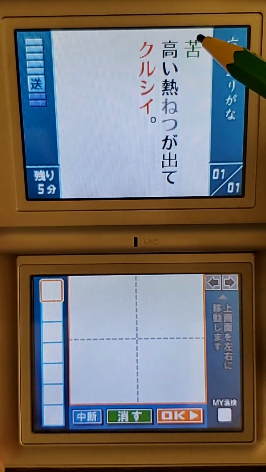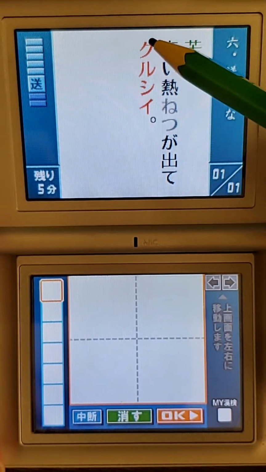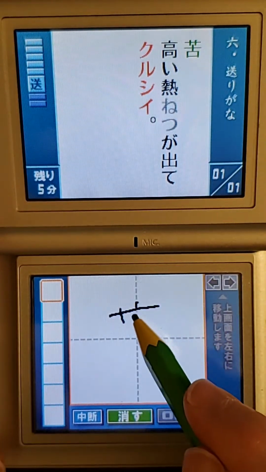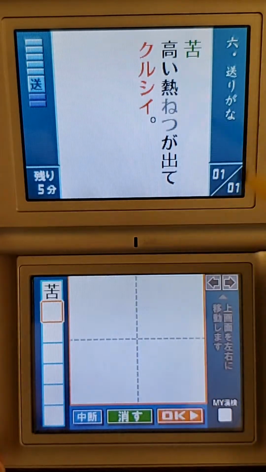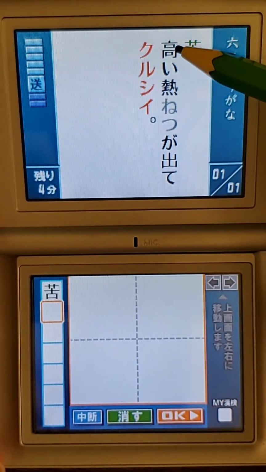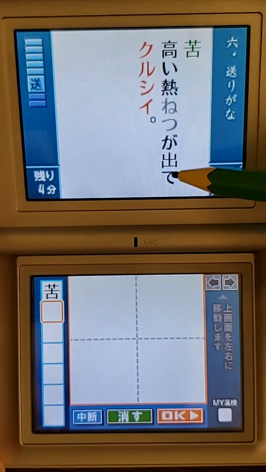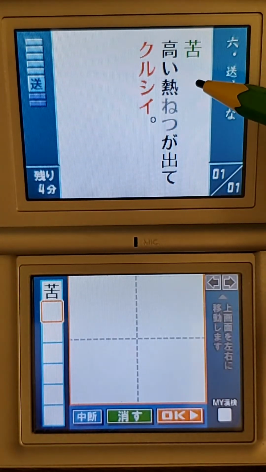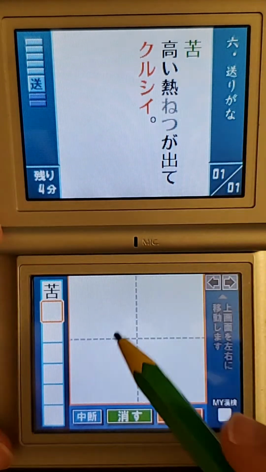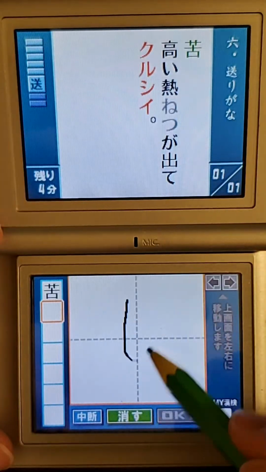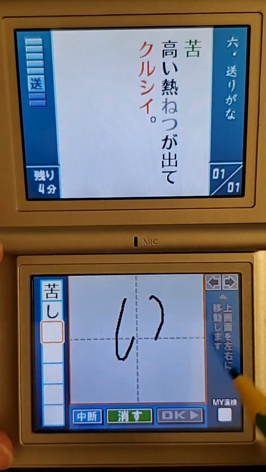All right. So we take this kanji and put it in here. This is the reading of it. So we'll write this. It's for kurushi. So see, and we'll just read it. Takai netsu ga dete kurushi. So high fever. I got a high fever and it was miserable. It sucked. Kurushi. I think it's kurushi.